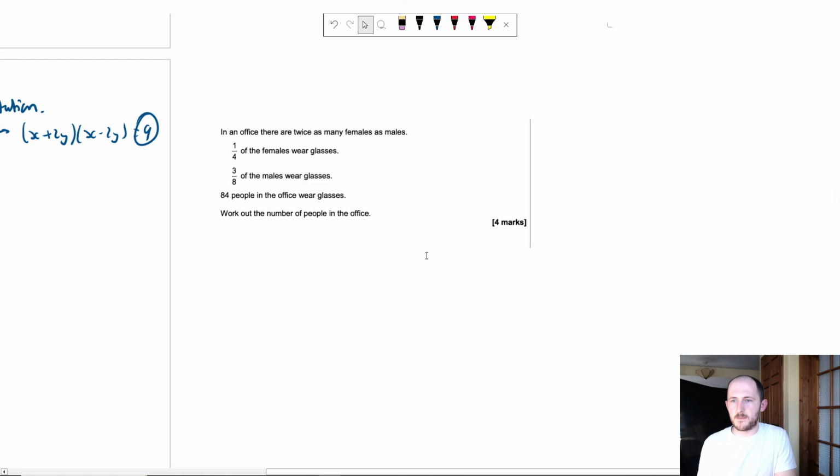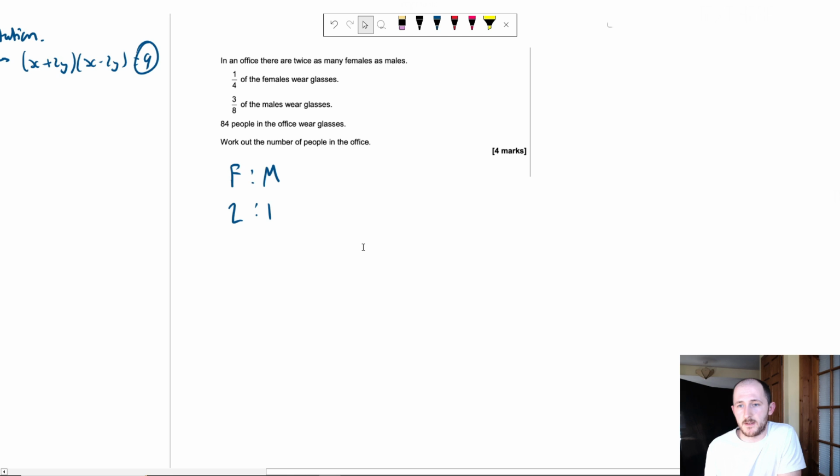In an office, there are twice as many females as males. So the way I would write this out is F to M, female to male, is 2 to 1. A 2-way table, you can use a 2-way table, I guess. A quarter of the females wear glasses, 3/8 of the males wear glasses, 84 people in the office wear glasses. Work out the number of people in the office. Okay, so how would I do this? That's a very good question.